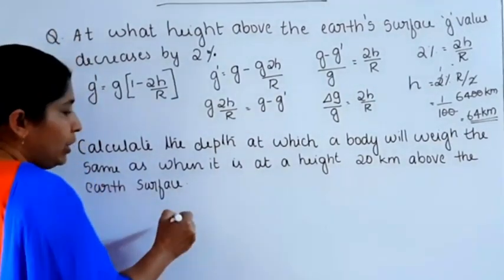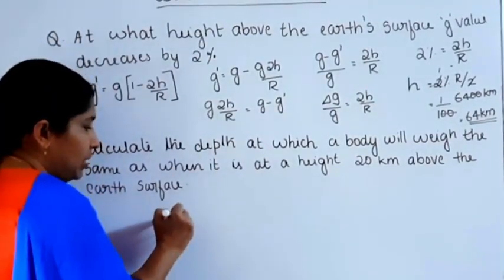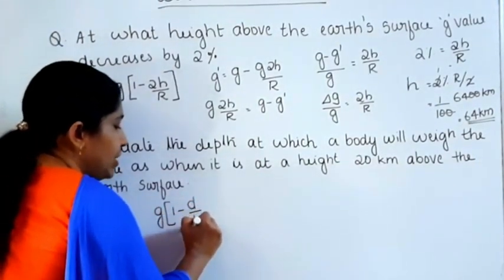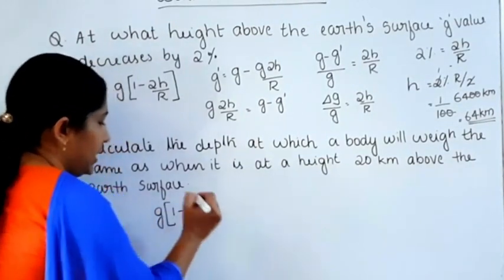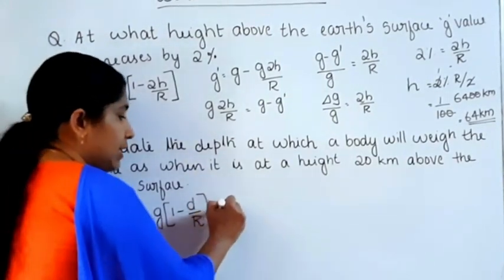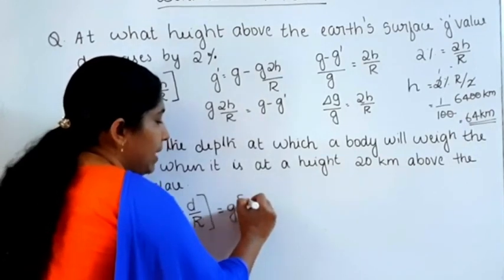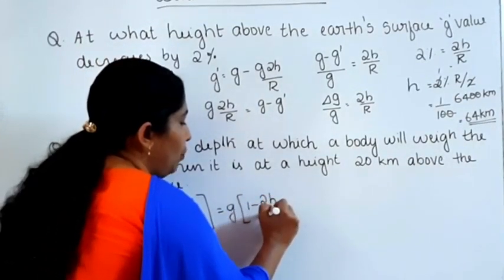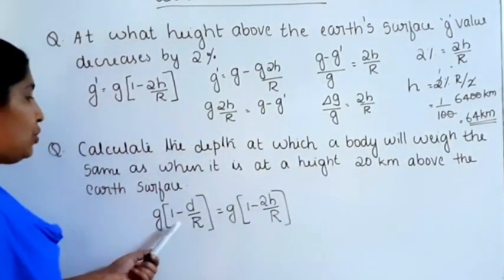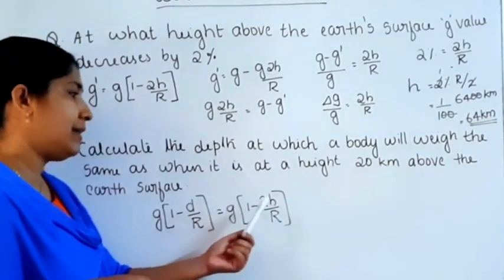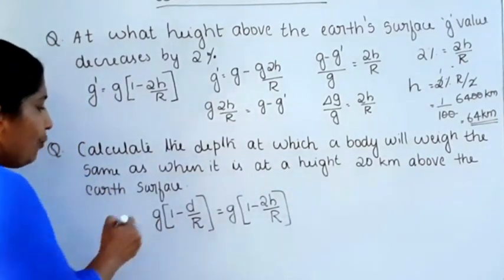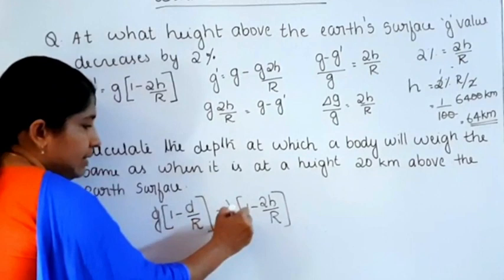For this, we know the acceleration due to gravity at a depth d: g dash is equal to g into 1 minus d by r. This is the equation for the acceleration due to gravity at a depth d. And the equation for the acceleration due to gravity at a height h is g into 1 minus 2h by r. These two become equal, since we want the depth at which the acceleration due to gravity equals that at a height h above the surface of the earth. From here we can cancel g.